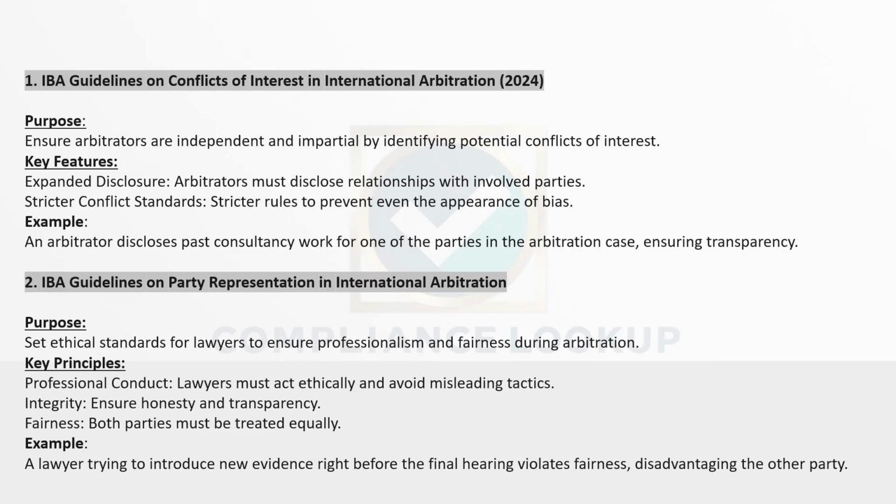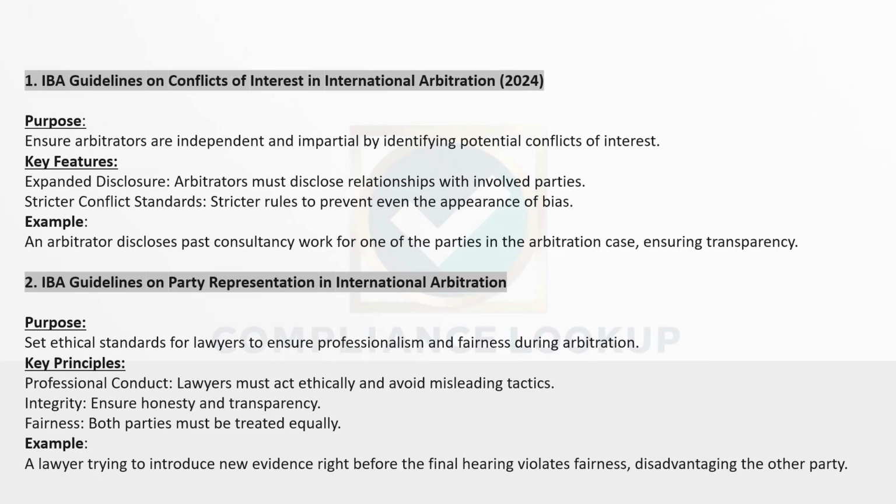Impartiality and independence. Arbitrators must be free from bias, meaning they shouldn't have any financial or personal relationship with the parties involved in the case. Second, expanded disclosure obligations. The 2024 update requires arbitrators and parties to disclose more information upfront to identify potential conflicts. This includes past professional relationships, financial interests, or family ties. Third, stricter standards. The new guidelines also set stricter standards for what constitutes a conflict of interest. Even the appearance of bias can lead to an arbitrator being disqualified.